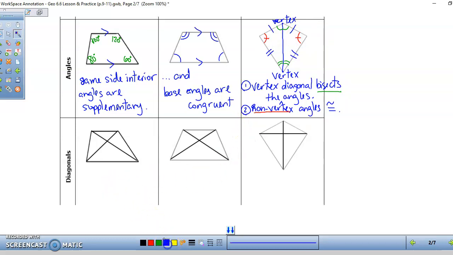Okay, the next part is diagonals. So in a regular trapezoid, a normal trapezoid, we don't have anything special. There's nothing special about the diagonals. Pretty boring. But when we get to an isosceles trapezoid, the diagonals are actually congruent.